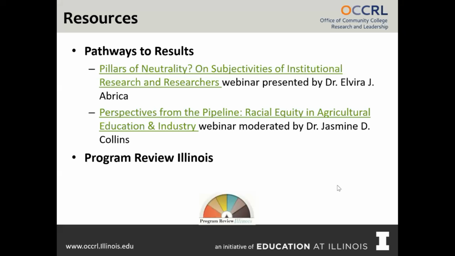The second one, Perspectives from the Pipeline. This webinar really helps people to understand racial equity in a particular program of study. It's an example of understanding systemic racism in the context of an actual academic program and industry and how it's relevant to the experiences of people in those classrooms and careers. These resources are a way for people to understand how race is relevant and challenges you to think about racial equity in a particular career pathway.